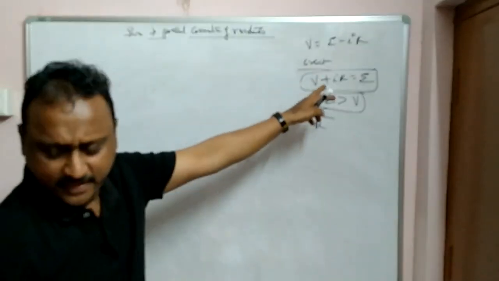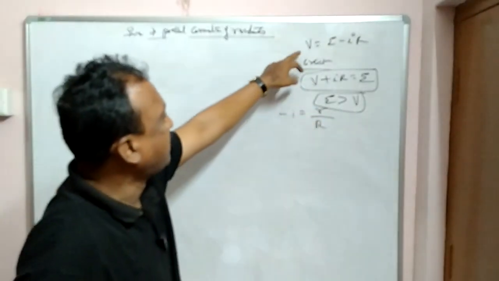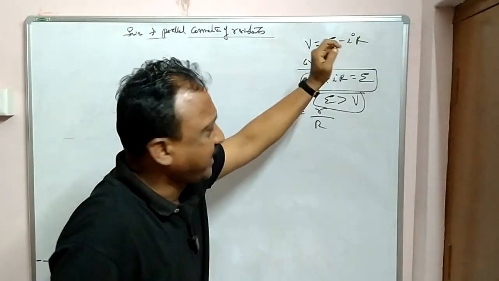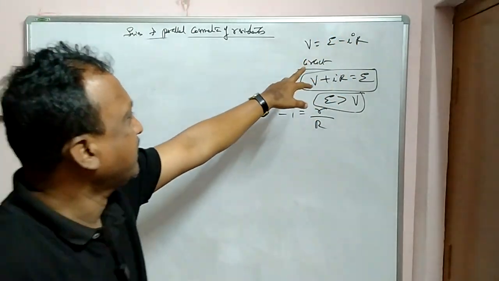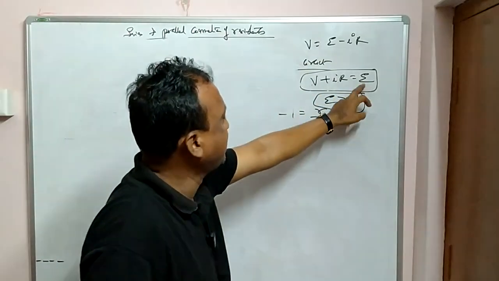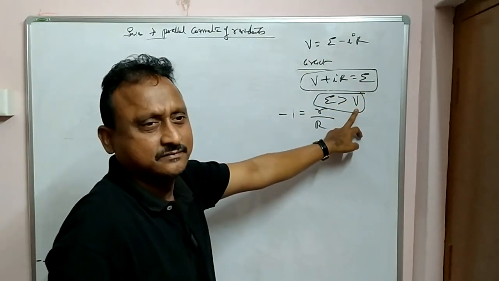So have you understood the point here? The main formula: V, the potential difference, is equal to E minus IR when current is flowing, or V plus IR is equal to E. That means E is greater than V.